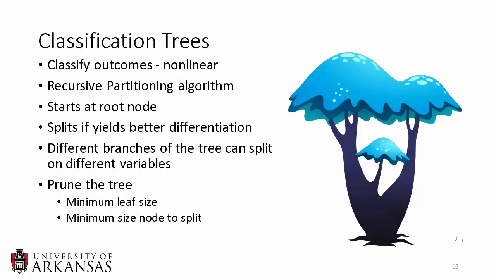Sometimes it makes an enormous tree, a glorious tree. And in that case, you need to prune the tree, because a tree with 2,000 nodes is going to be unwieldy. You can't really manage that. You can prune it using a minimum leaf size or a minimum size node to split. And this is all stuff we cover in our class.